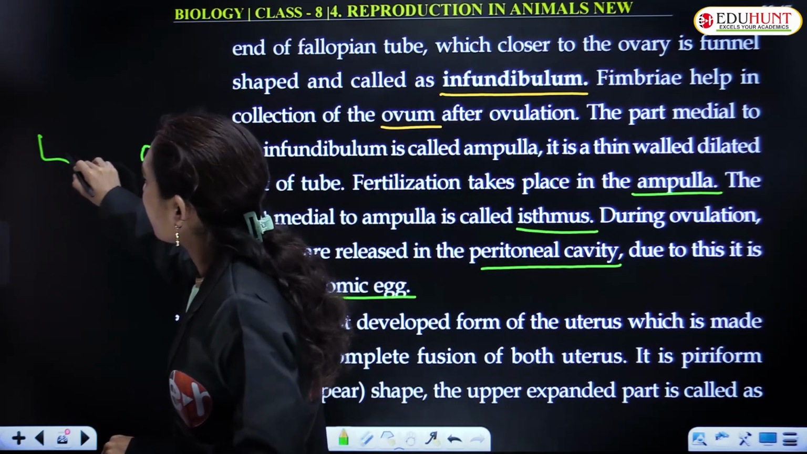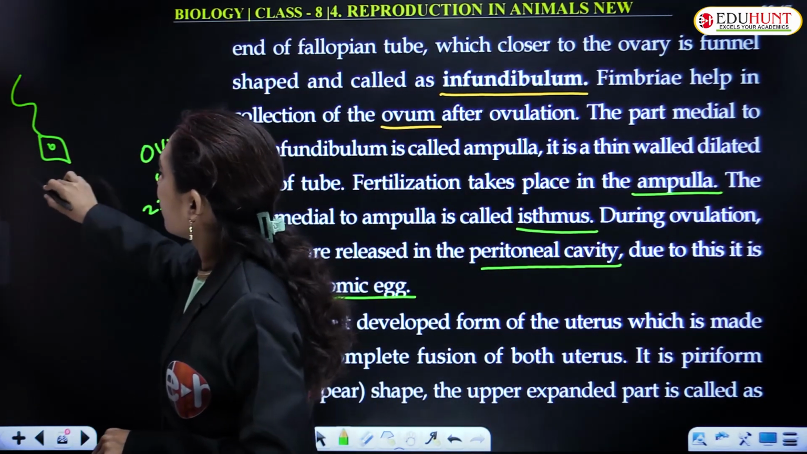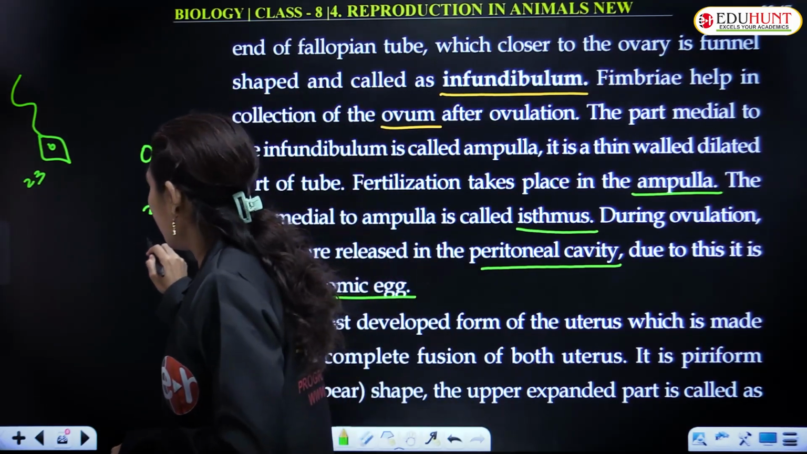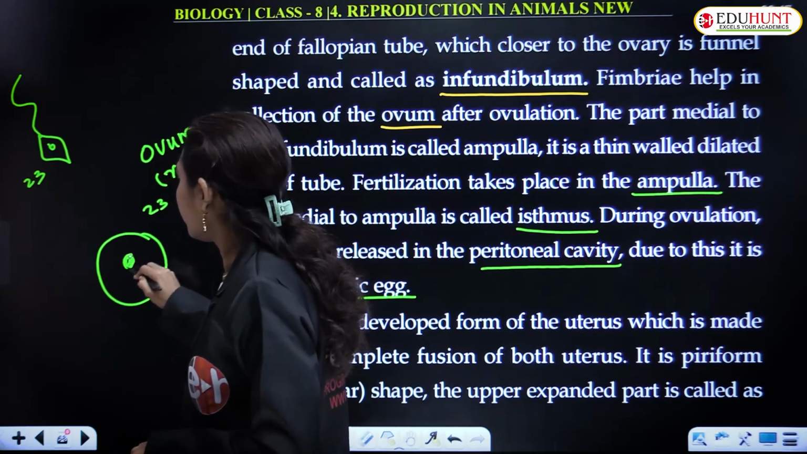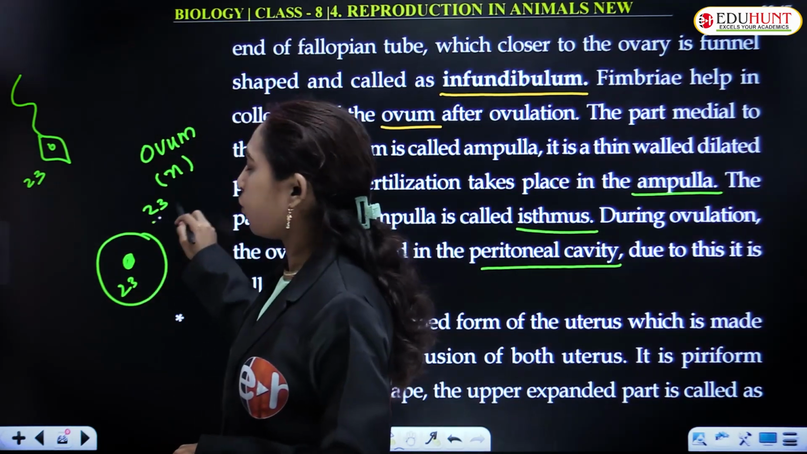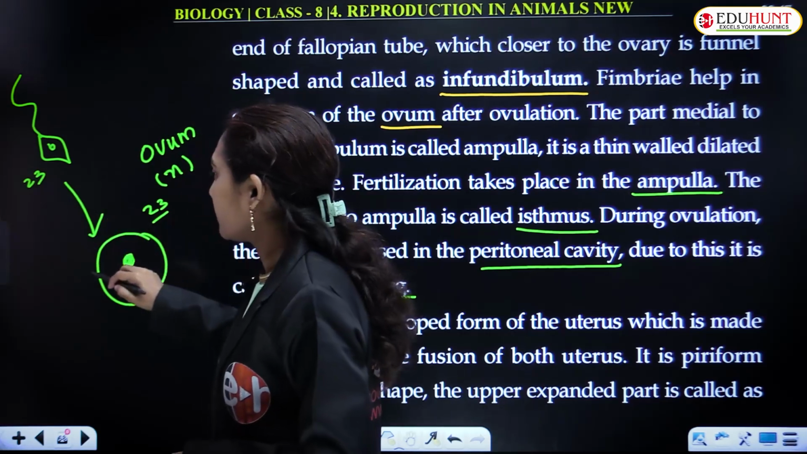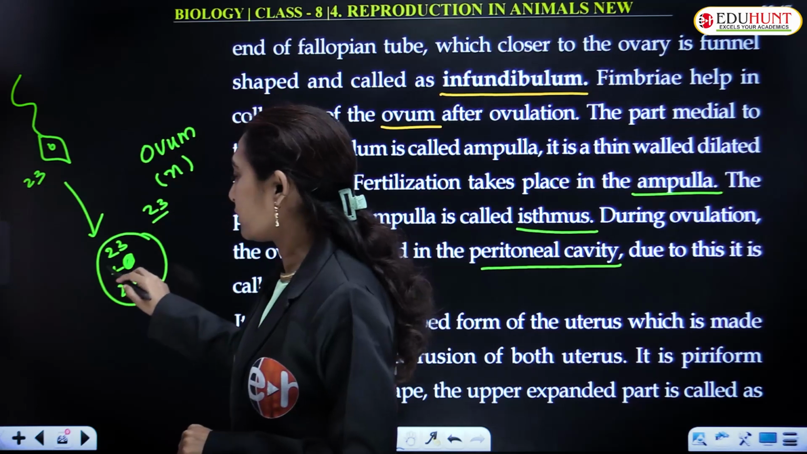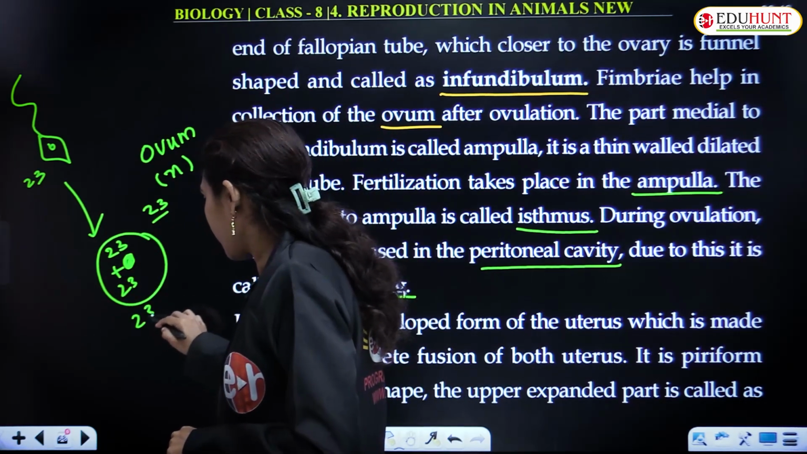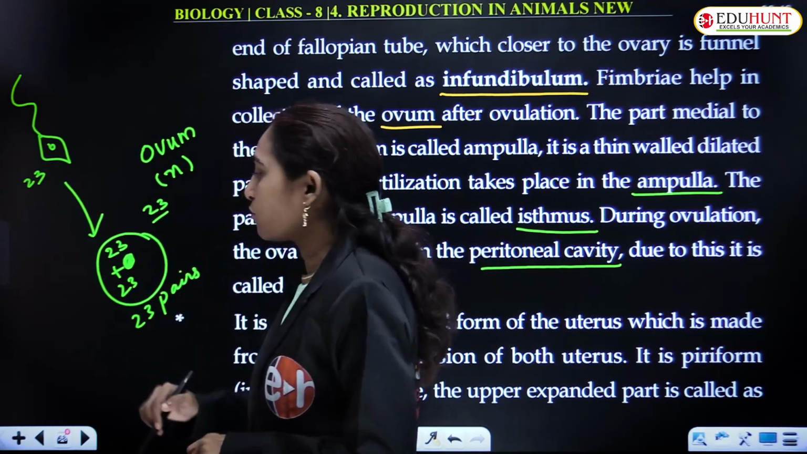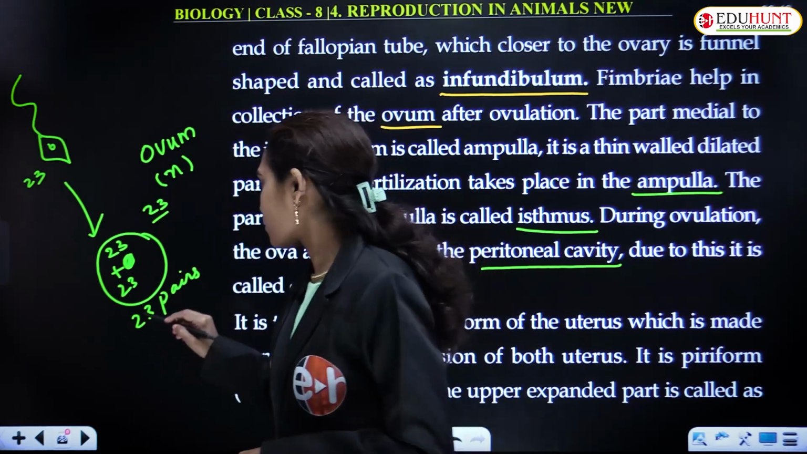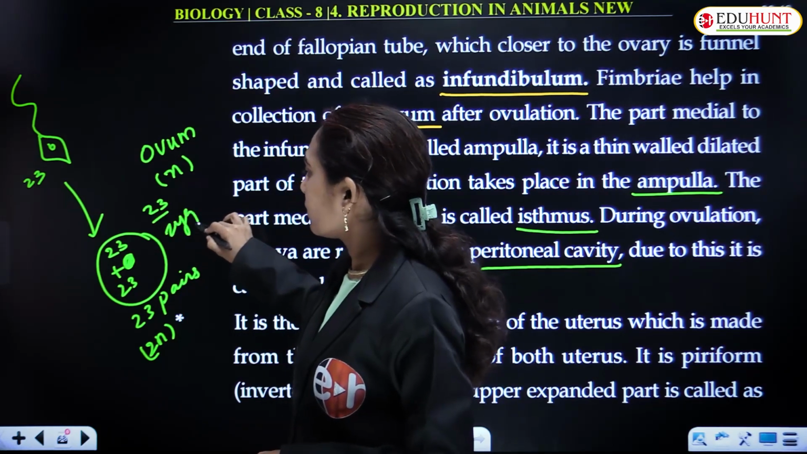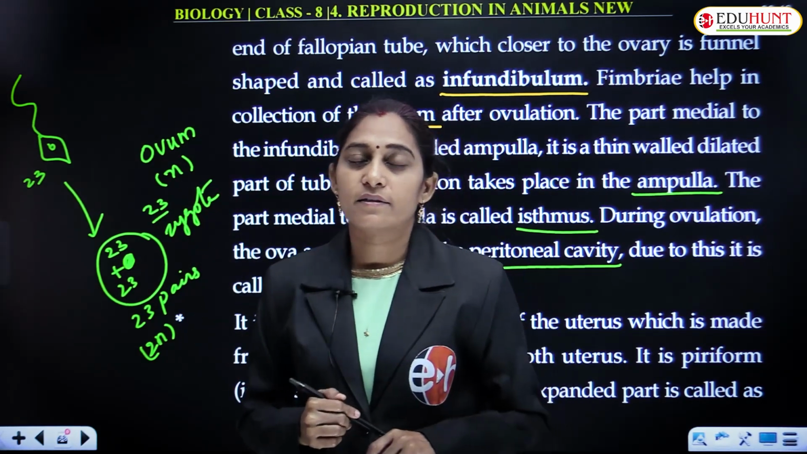The other 23 chromosomes are carried by the sperm, and when it reaches the ovum, the ovum has 23 and the sperm brings 23 chromosomes. 23 plus 23, 23 pairs. Two sets of chromosomes are there now. Now it is called diploid, and it is called the zygote. Anyway, we'll see that later.